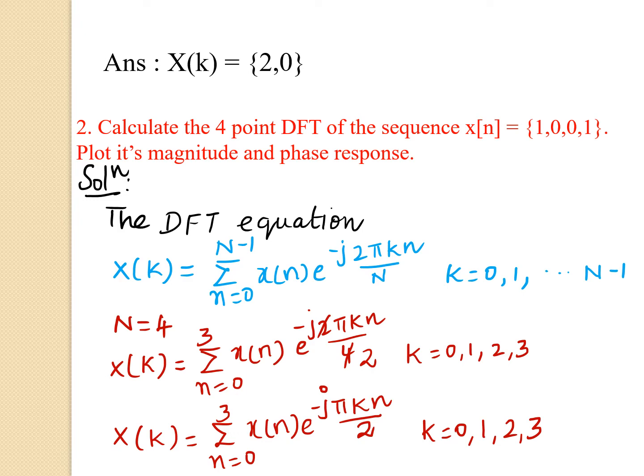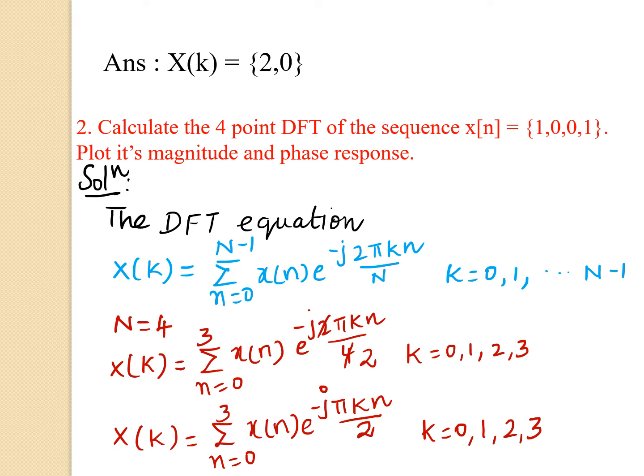And the next question is, calculate the 4-point DFT of the sequence x of n is equal to 1, 0, 0, 1. Plot its magnitude and phase response. So here we are going to find the x of k for the given x of n, which is nothing but the 4-point DFT, and also we have to determine the magnitude and phase response for the x of k.